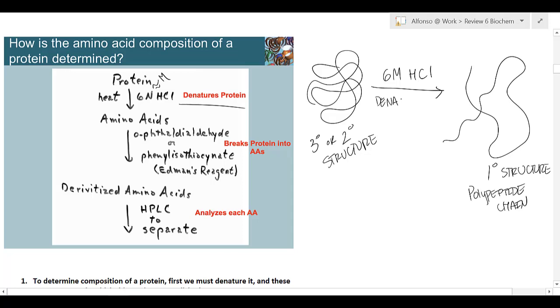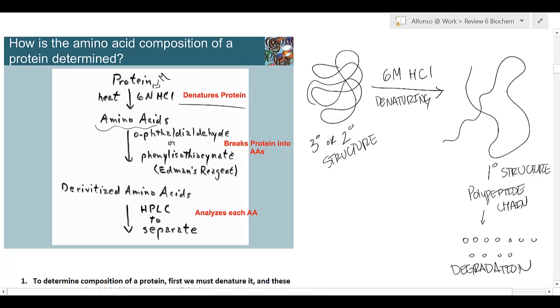Denaturing gives you what structure of a protein? Primary. How do we break the primary structure? Degradation. So these are all the individual amino acids right here, and that is achieved through degradation. All right, so if you want to find out what type of amino acids are in your protein, you have to denature it.